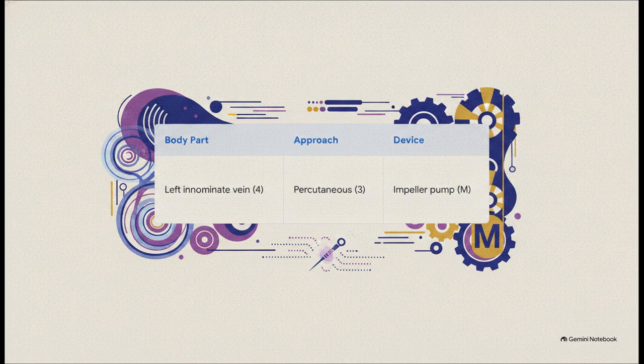Based on the operative report we just visualized, your body part value is 4 for the left innominate vein. The approach value is 3 for percutaneous, since they used a puncture with imaging guidance rather than making a massive open incision.